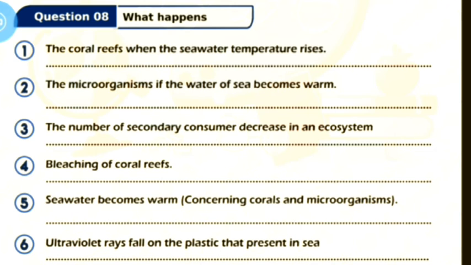What happened? First question: the coral reef when the sea water temperature rises. What will happen? The answer: they get rid of algae from their tissue causing coral bleaching. I'll say it again: they get rid of algae from their tissue causing coral bleaching. Okay. Number 2: the microorganisms if the water of the sea becomes warm. What will happen? They will move to cooler water. Again: they will move to cooler water.